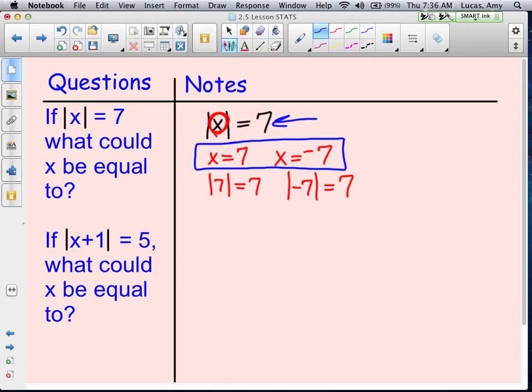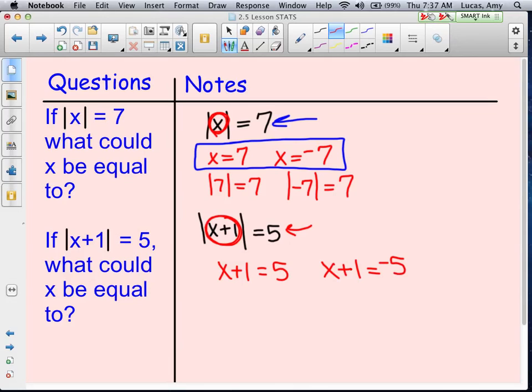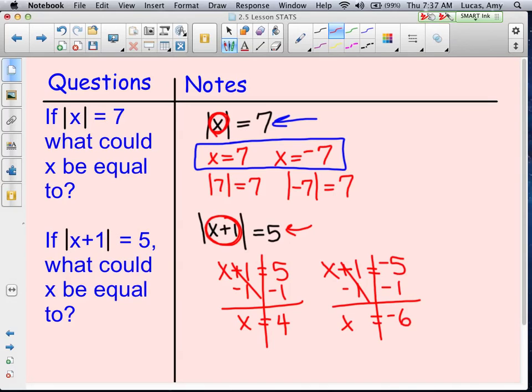So my next one says the absolute value of x plus 1 has to equal 5. Well, what are the two numbers that this x plus 1 could be equal to? What are the two numbers that have the absolute value equal to 5? Well, one of them is 5. What is the other one? -5. Those are the two things that have an absolute value of 5. So if I solve these two equations, I am going to get 4, and I am not going to get -4. I am going to get -6.